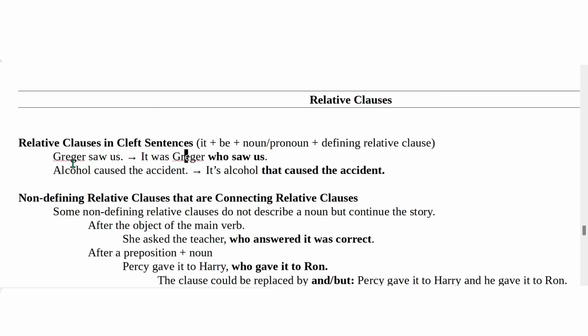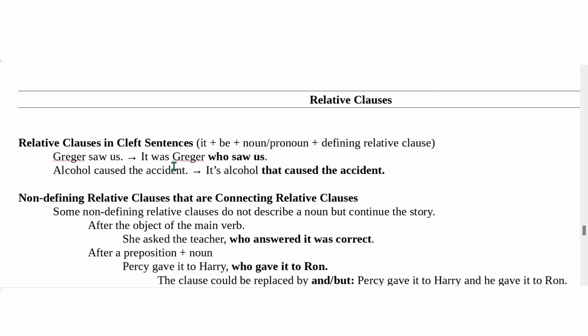Okay, so here, for example, you have this simple sentence, Gregor saw us. Then you want to give emphasis to say that it was Gregor, not someone else. You want to put emphasis on the fact that it was Gregor, okay? Then you can use a cleft sentence like this. It was Gregor who saw us. And then here you use a relative clause, you see, to do this cleft sentence. You need to use relative clauses for this.